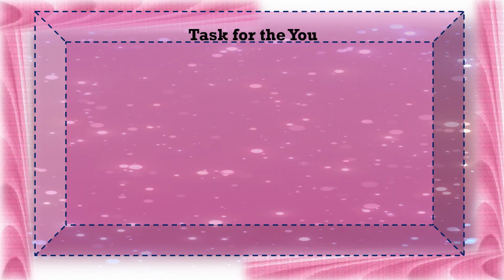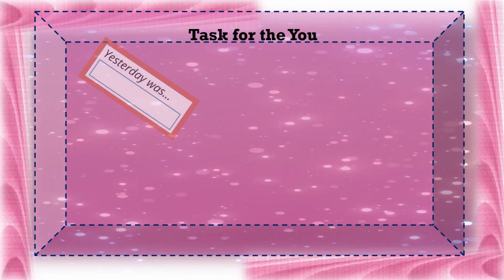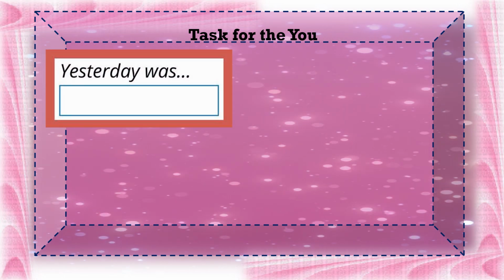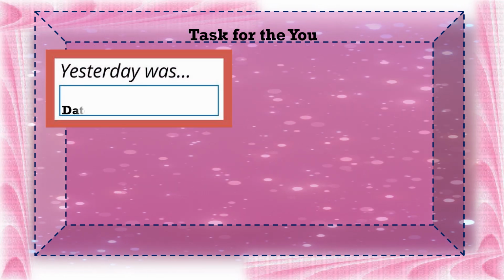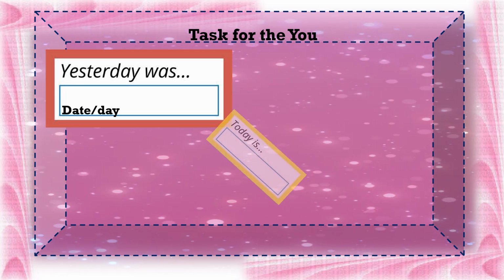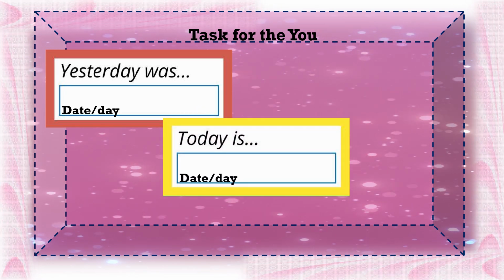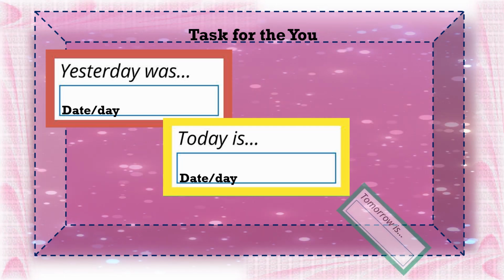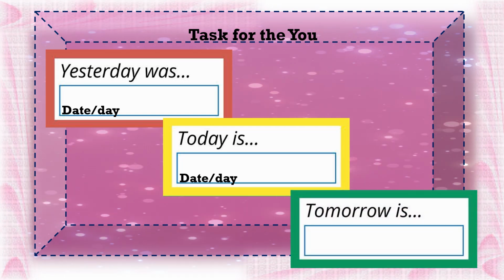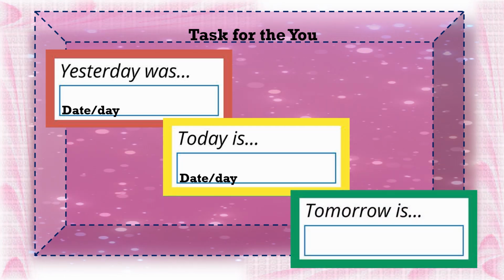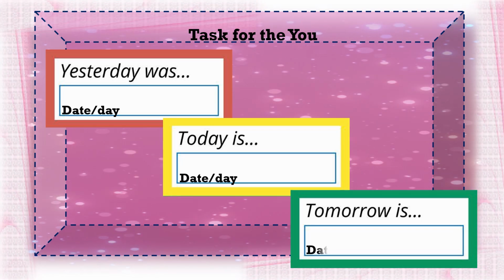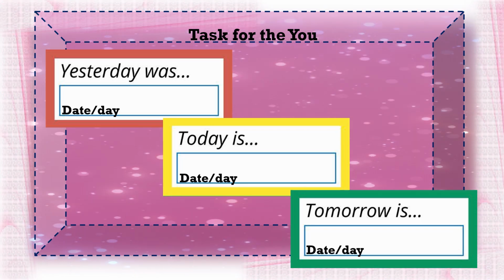So, task for you all. What was yesterday? You will be writing date and day. For today, what is today? Again date and day. And what is tomorrow? What is going to be tomorrow? That is date and day again. You have to write it. Your present time.